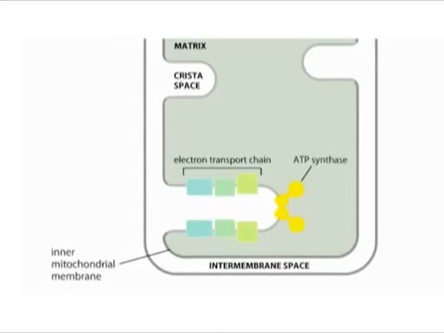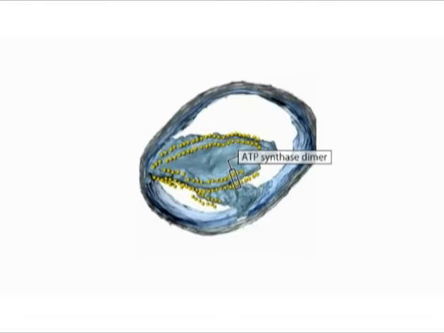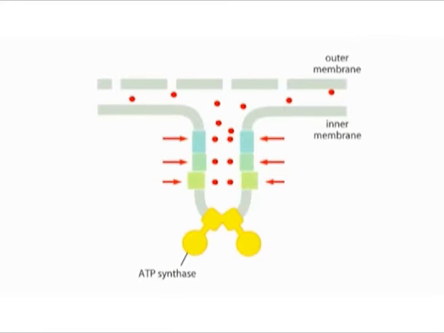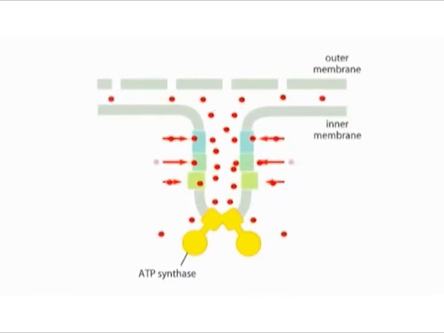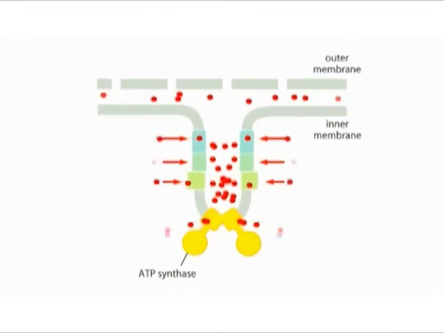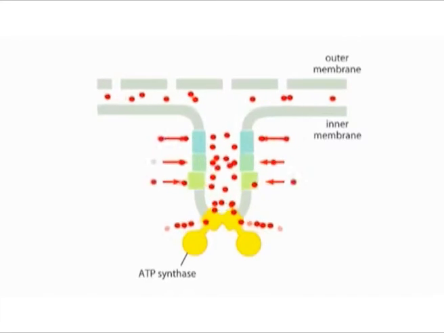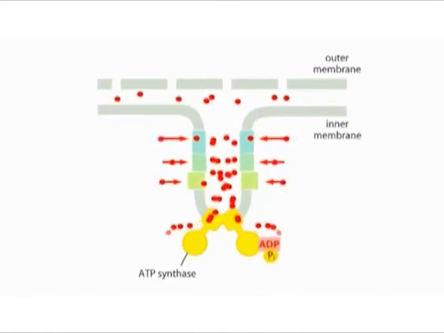The enzyme ATP synthase embedded in the inner mitochondrial membrane allows the hydrogen ion H+ to flow back into the matrix through a hole in its center. It uses the ion's motion to convert ADP to ATP. This process is called oxidative phosphorylation because the ATP is phosphorylated using oxygen as the terminal electron acceptor.